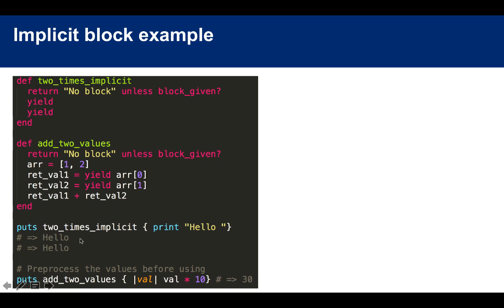So in this case, two_times_implicit behavior is very similar. You pass the block in, it yields to it 2 times. And in this case, you're basically pre-processing the values before you use them. So you say that the value in the block, increase it by 10 times. So instead of these variables being 1 and 2, they actually end up being 10 and 20, which returns 30 at the end of the day.